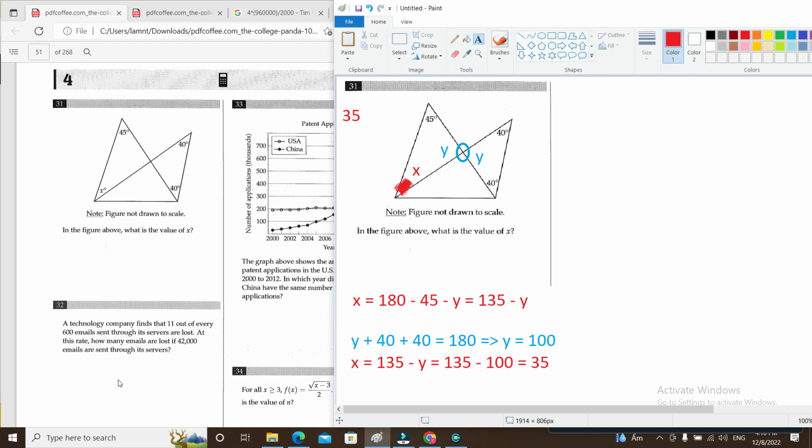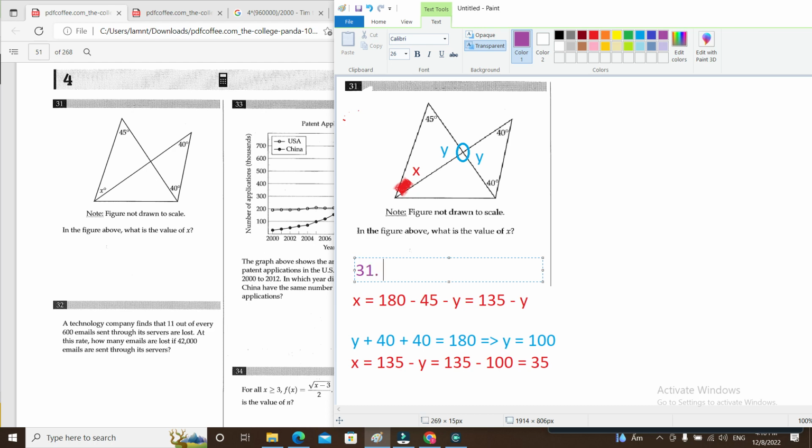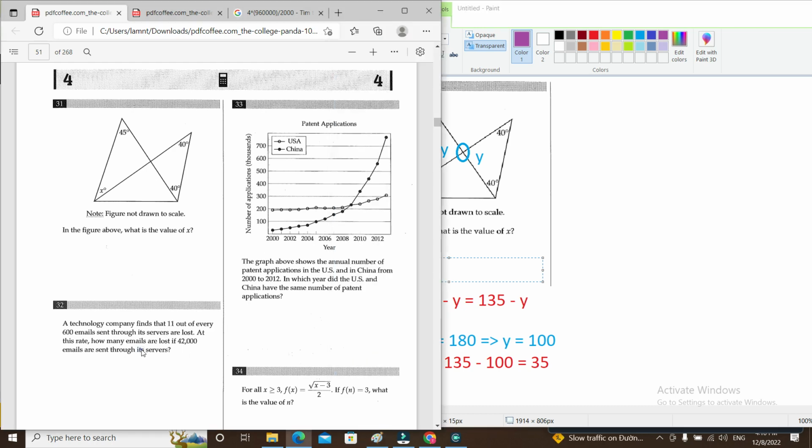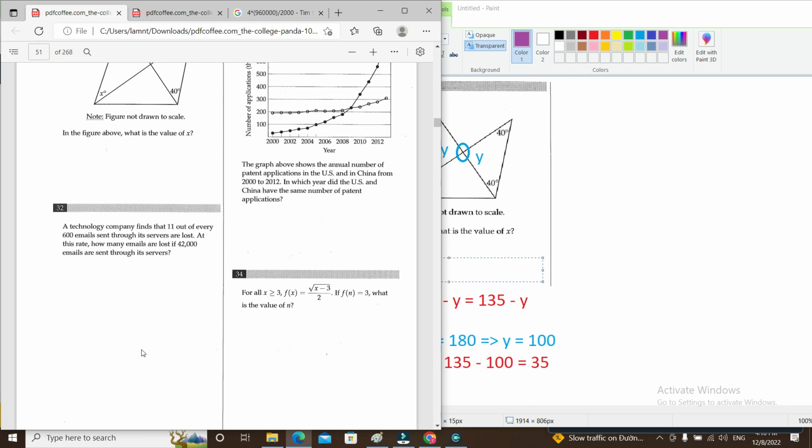Alright, number 32. So let's make it a little bit clear. Alright, a technology company finds that 11 out of every 600 mails sent to its server are lost. At this rate, how many emails are lost if 42,000 mails are sent through the server? So number 32.